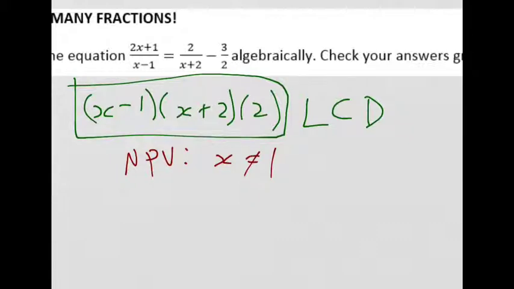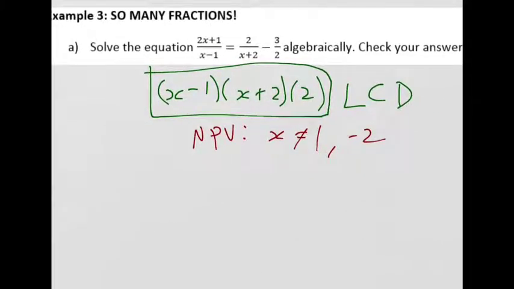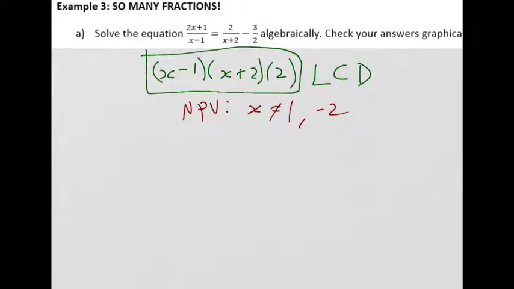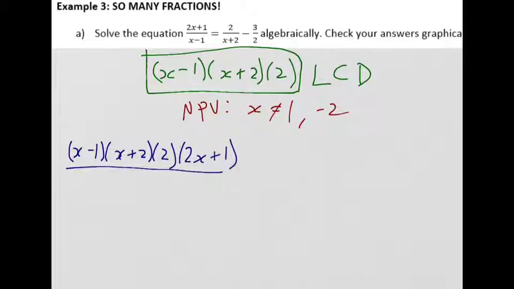X can't be 1 or negative 2. Okay, so we got to keep that in mind. And we also have to watch out for extraneous roots. So let's do this. It's going to look a little long, but here we go. So x minus 1, x plus 2, and 2 times, you know what, I'm going to do it like this. I'm going to put it up with the numerator, because that's essentially where it goes, all over x minus 1. Whoa. Okay, so here's the least common denominator, and then the rest of that is just the original fraction.